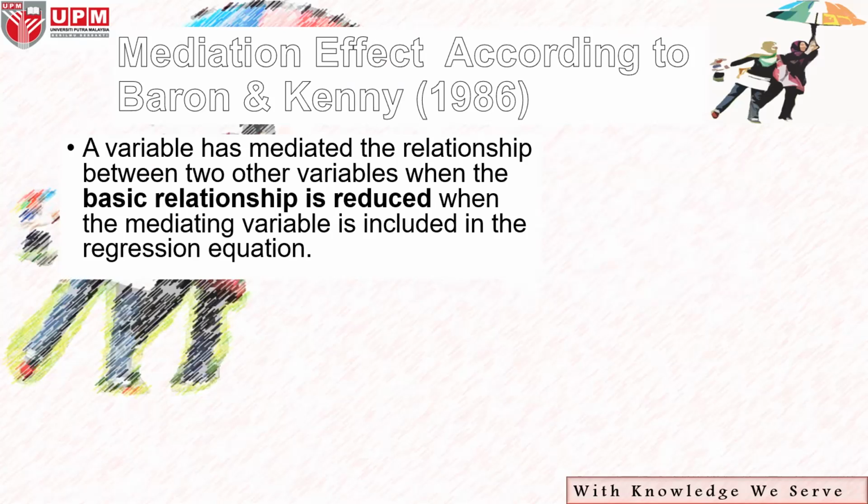Okay, so dia kata a variable has mediated the relationship between two other variables when the basic relationship is reduced when the mediating variable is included in the regression equation. Dia kata kalau ikut Baron and Kenny ni, satu variable tu akan jadi mediator sekiranya bila variable ni masuk dalam hubungan tu, dia akan mengurangkan amount of the relationship between IV and DV tadi. Okay, dia mengurangkan.